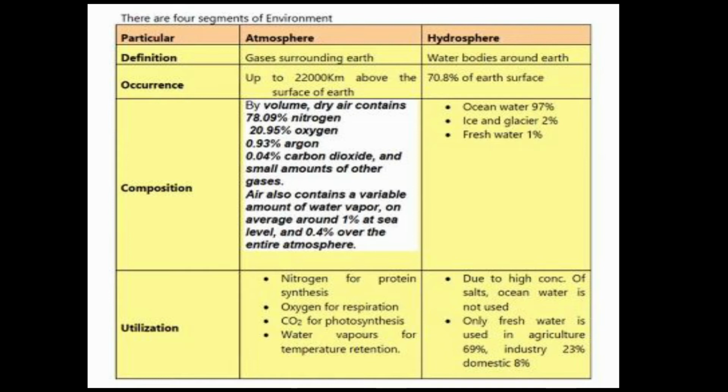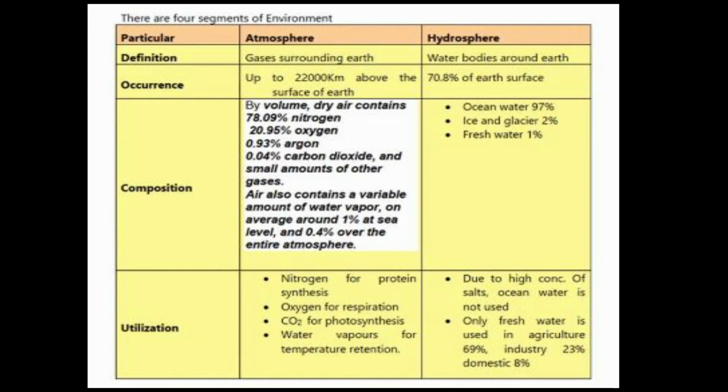Atmosphere. The gases surrounding Earth. It is spread up to 22,000 km above the Earth's surface. By volume, dry air contains 78.09% nitrogen, 20.95% oxygen, 0.93% argon, 0.04% carbon dioxide, and small amounts of other gases.